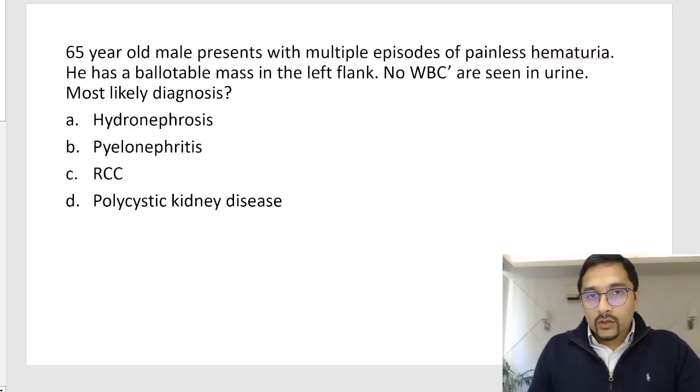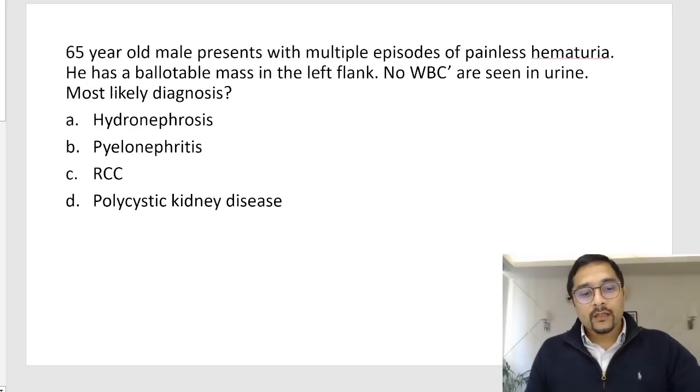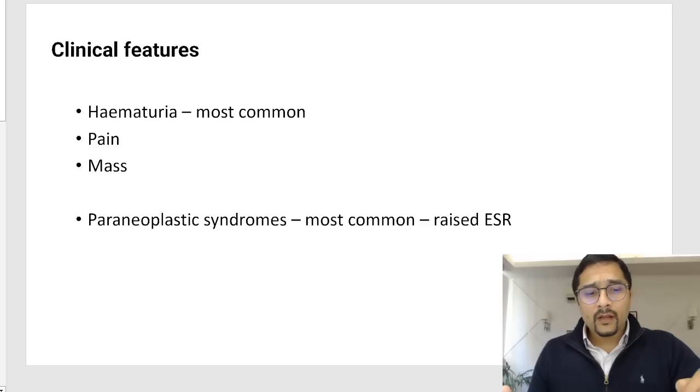So moving on to the urology questions. A 65-year-old male presents with multiple episodes of painless hematuria. He has a ballotable mass in the left flank. No WBCs are seen in the urine. Most likely diagnosis? An elderly male coming with painless hematuria and a ballotable mass in the left flank means a renal mass. This is renal cell carcinoma.